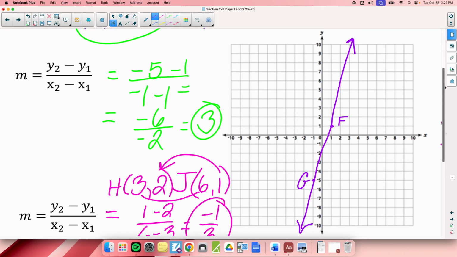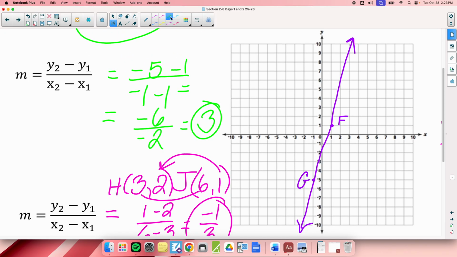Now we have 3, 2 and 6, 1. That one looks like this. And H is right here, and J is right there. Now, especially if you had a ruler, do those look like they could meet at a right angle? I'll say sure, with the square.